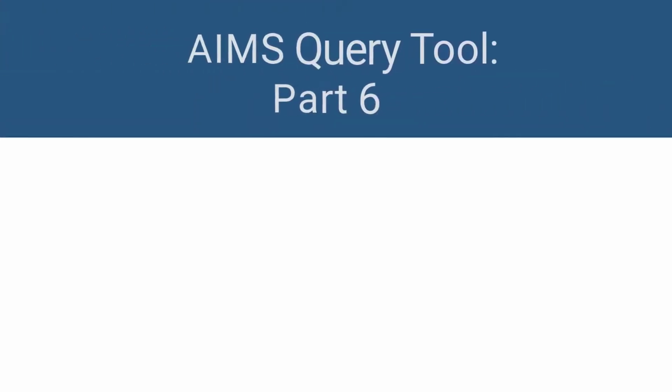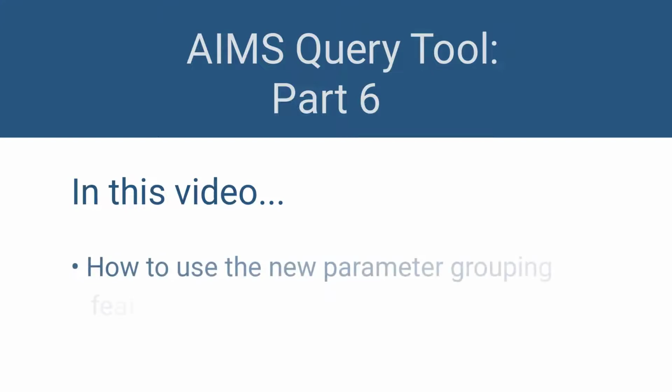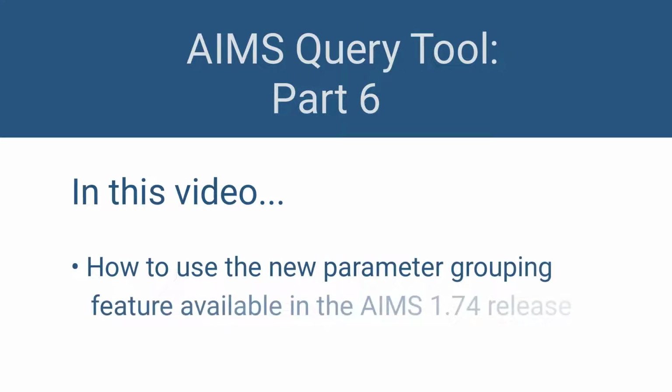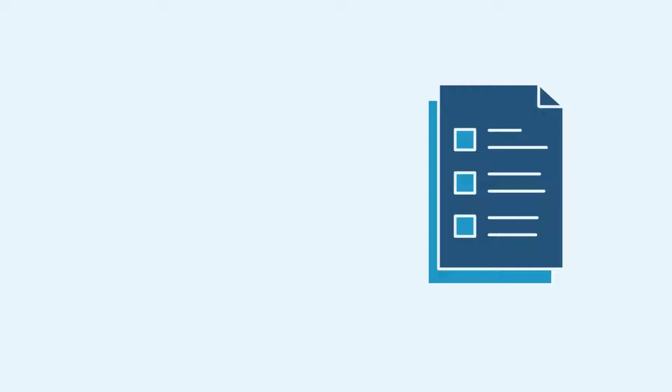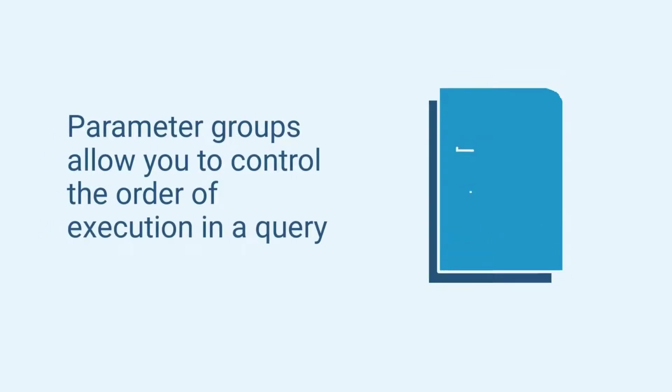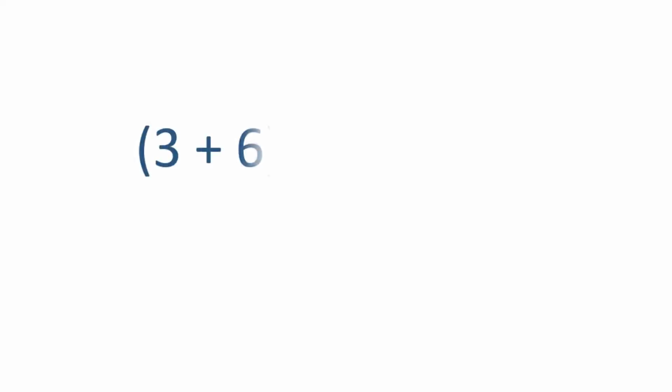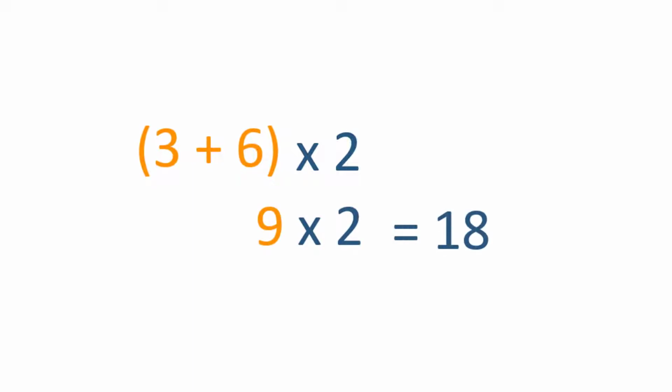Welcome to part 6 of our video series on the AIMS Query Tool. In this video, you'll learn how to use the new parameter grouping feature available in the AIMS 1.74 release. Parameter groups allow you to control the order of execution in a query, similar to how parentheses affect the order of operations in a mathematical expression.